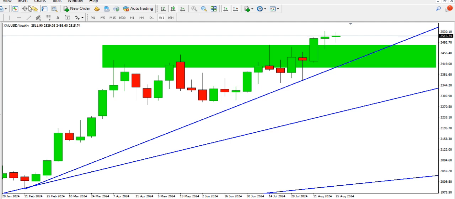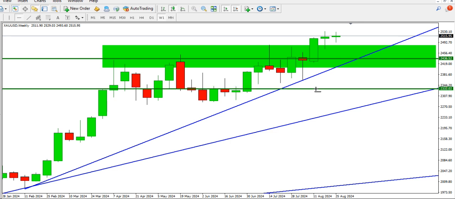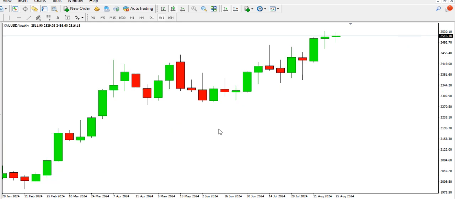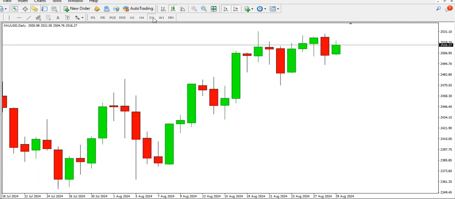And if price is going to drop, we have this particular level as our first demand level, 2436. We have another level at this point, 2330, and we have another demand level at this point, 2166. So those are places where buyers are lined up. Buyers might likely push price up from there.